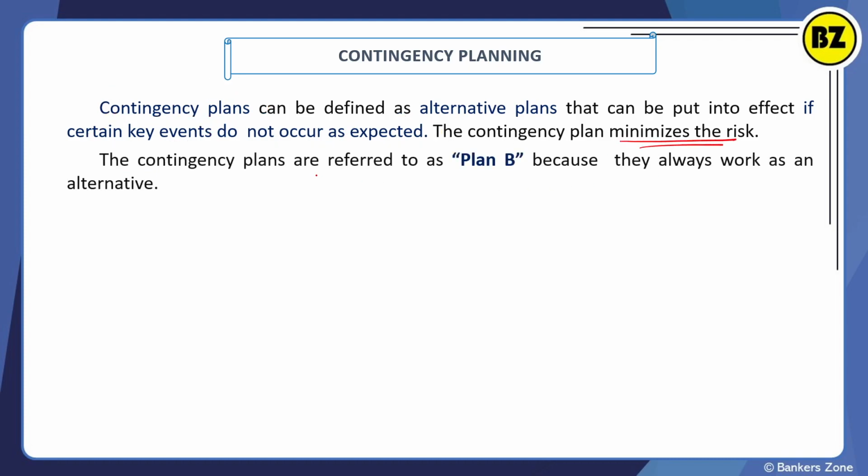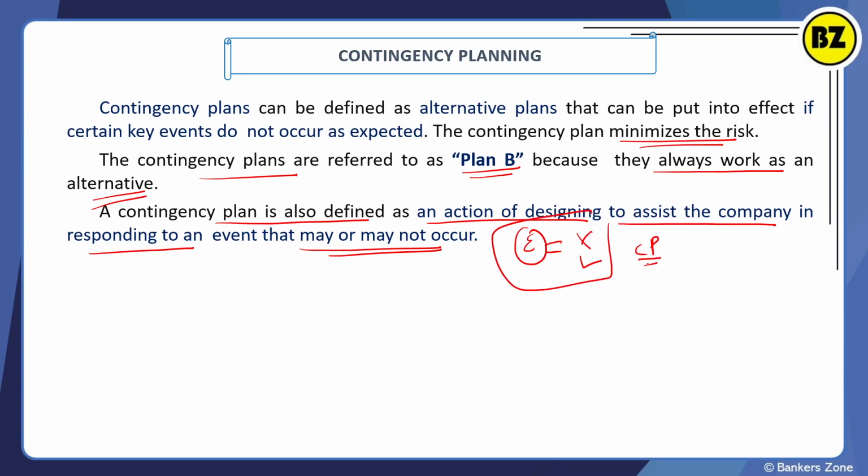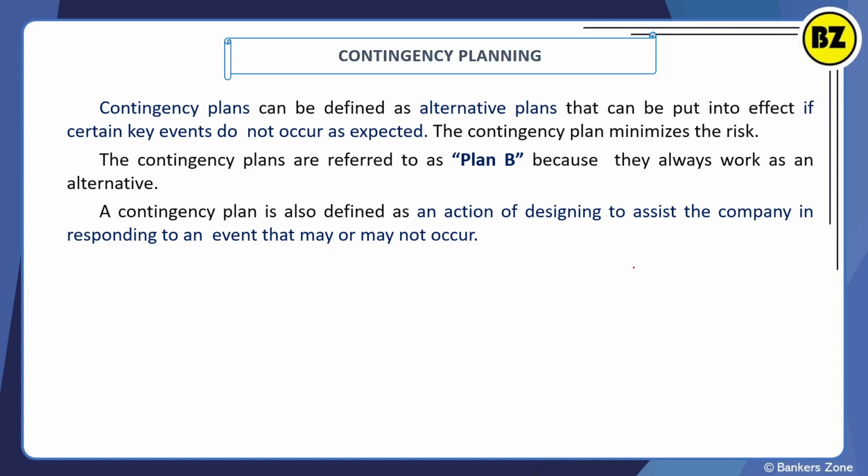Okay, now the contingency plan is referred to as plan B because it always works as an alternative, right? Now a contingency plan is also defined as an action designed to assist the company in responding to an event that may occur or may not occur, right? I already told you the event simply may occur, it may not occur. Contingency event basically means it may occur or may not occur, right? So for that purpose we have the contingency plan to keep our business ongoing.